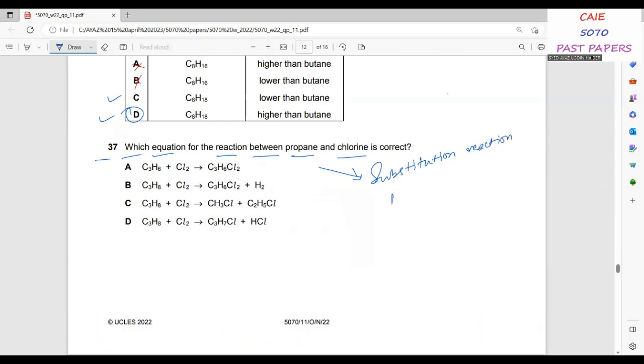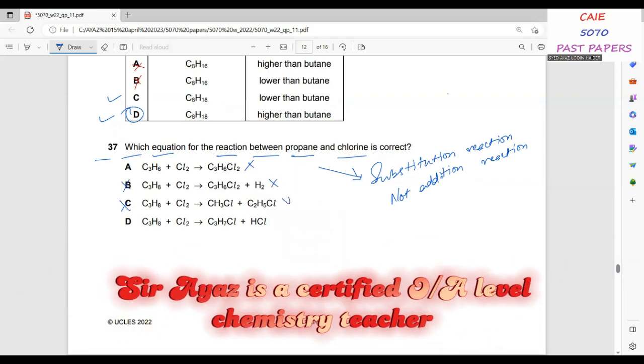Substitution reaction, not addition reaction. Remember, there isn't any addition reaction in this case. So choice A will be wrong automatically. And in the substitution reaction, one of the hydrogen atoms of the alkane gets substituted by one of the chlorine atoms from the chlorine molecule. So automatically choice B and C are also incorrect. D will be the right answer for this question.